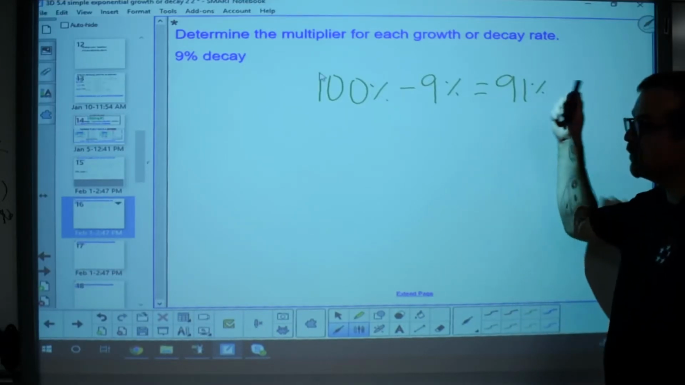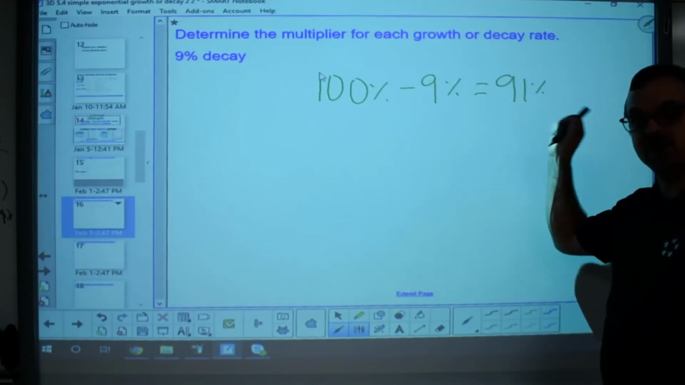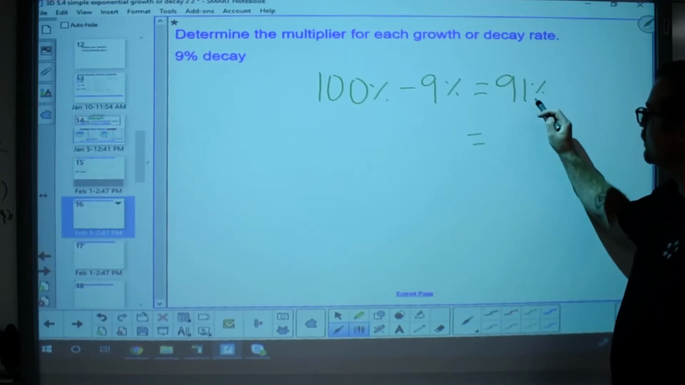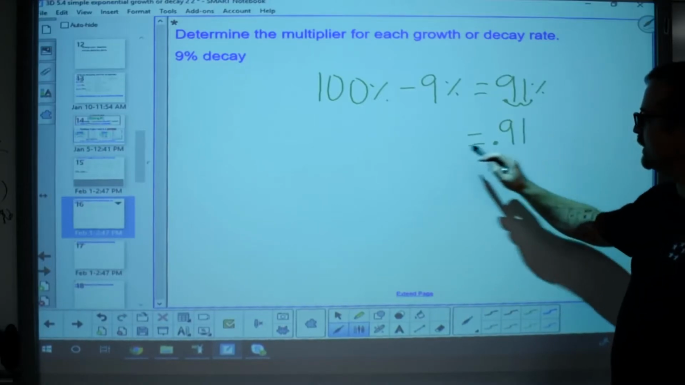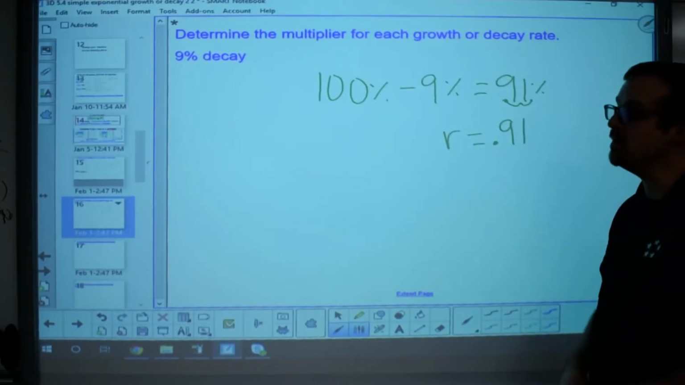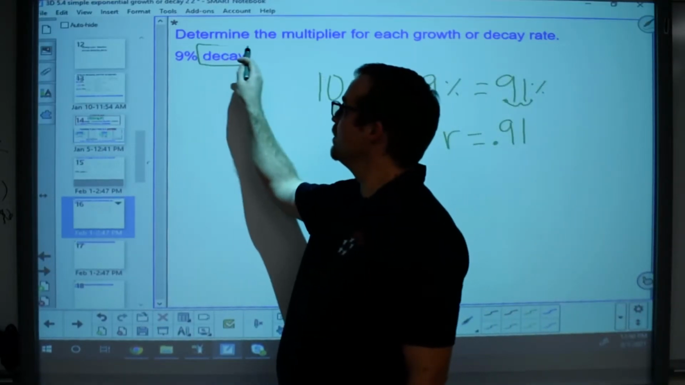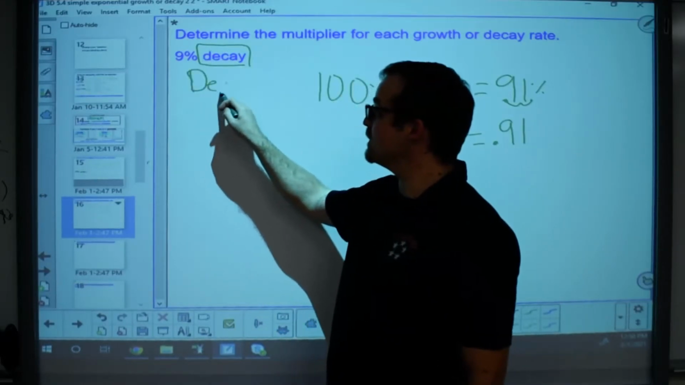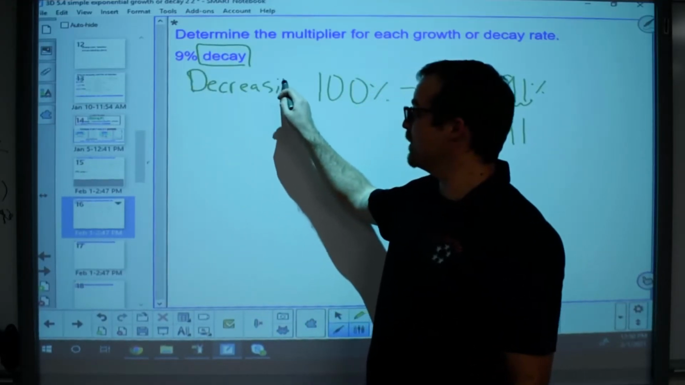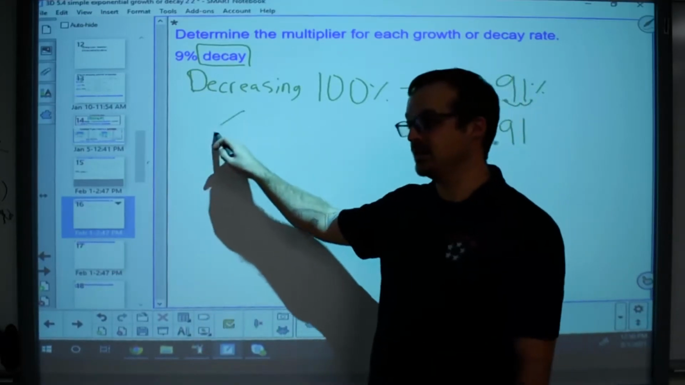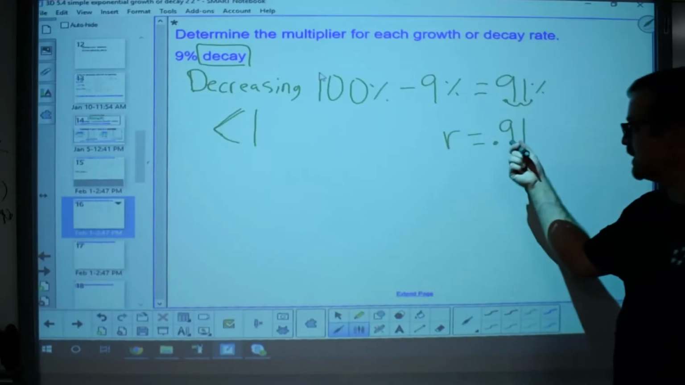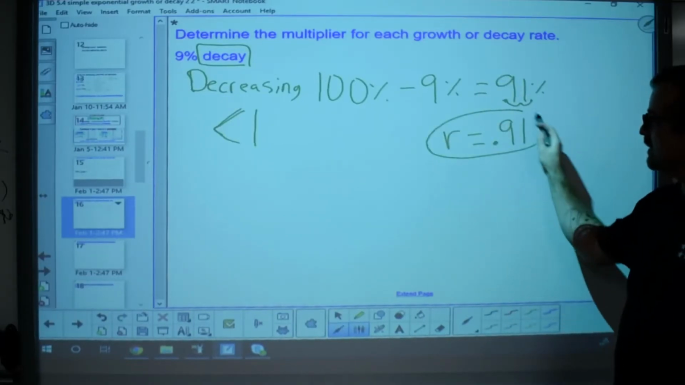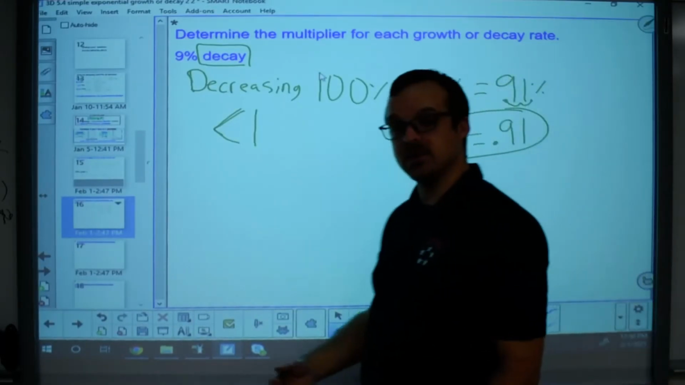Well, what is that as a ratio? That means convert it to a decimal, okay? So convert it to a decimal, 1, 2. That leaves us with 0.91 as my ratio. And that actually makes sense because decay means decreasing, right? And if it's decreasing, that means that my common ratio or my rate should be less than 1. In this case, we are less than 1. It's at 0.91. So that kind of makes sense here, doesn't it? Right? So remember, in this case, we're decaying.